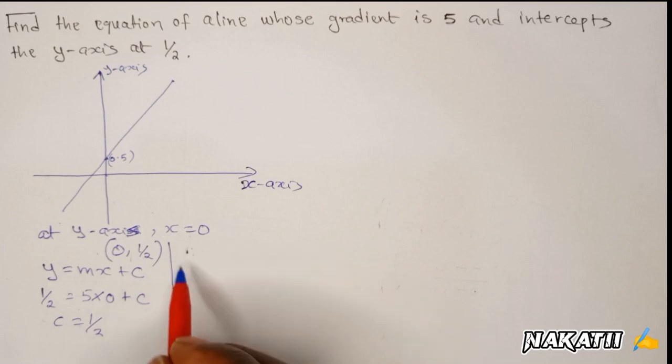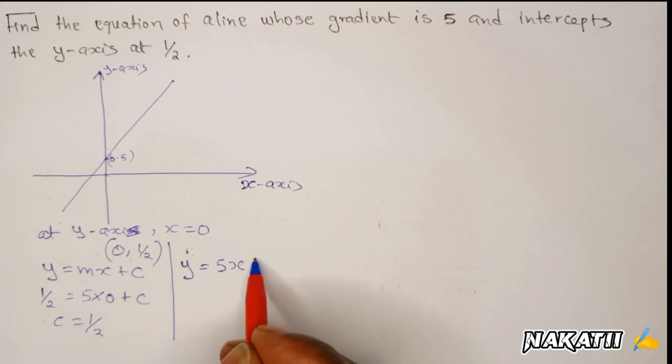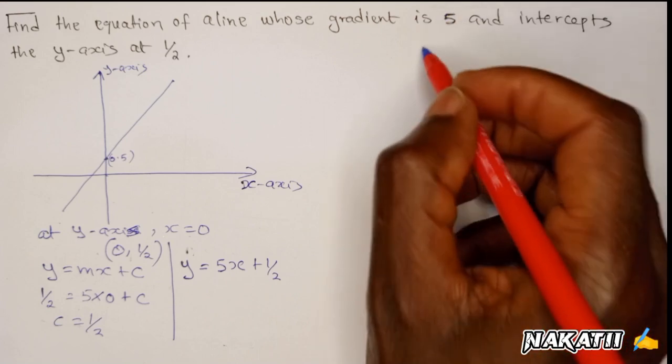Therefore, our equation will be y equals mx plus c, so m is 5: y equals 5x plus a half, and that one becomes our equation.